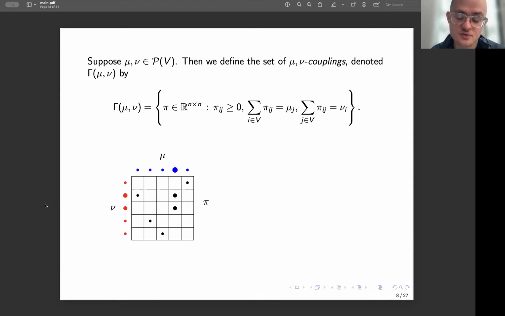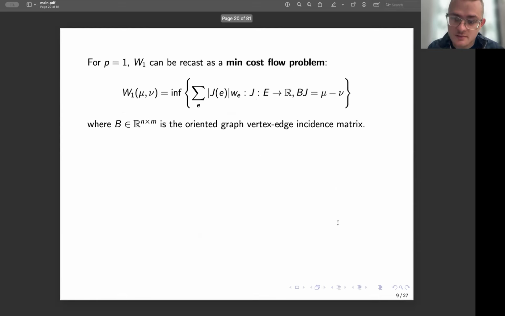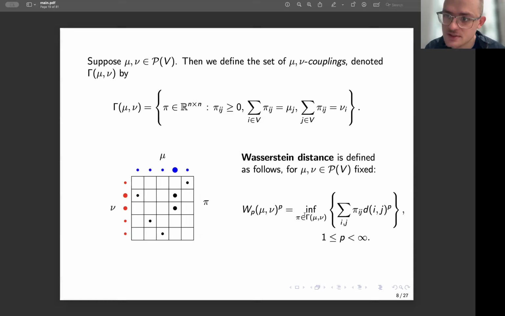So pi is a probability measure on the product of the vertex set, and its marginals are mu and nu respectively. The Wasserstein distance in this setting can be defined as an infimum of a penalty function, pi_ij times the distance from i to j, over all of the vertices i, j in the vertex set. In this case, I'm raising d_ij to the p, where p is some number between 1 and infinity. This infimum defines a metric on the probability simplex, which gives us a way to capture the distance between mu and nu.